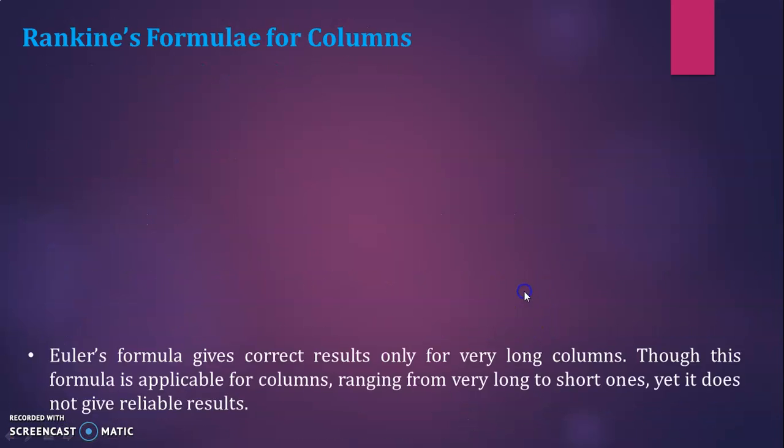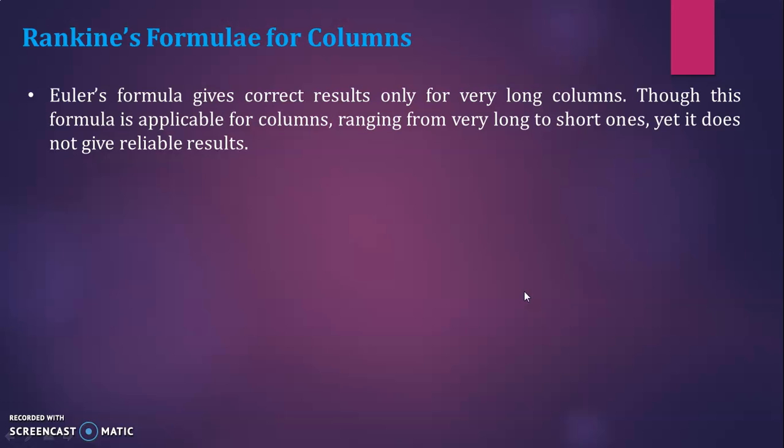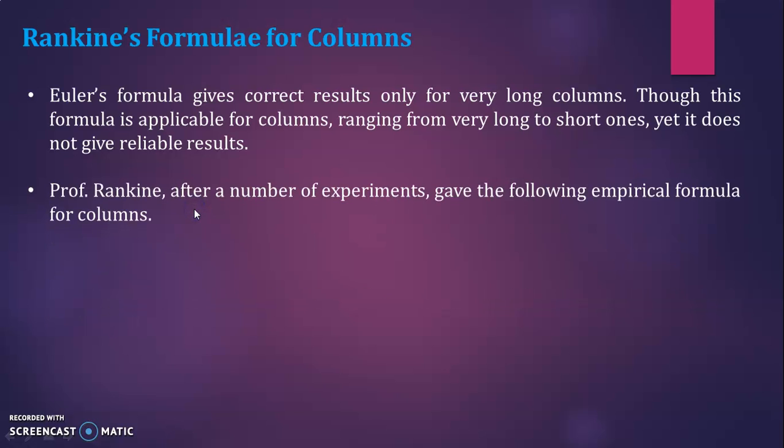Okay, so Euler's formula gives correct results only for long columns. Though this formula is applicable for columns ranging from very long to short ones, yet it does not give reliable results. So in order to overcome this, Professor Rankine, after a number of experiments, gave the following empirical formula for columns. He considered both the crushing effect and the crippling effect.